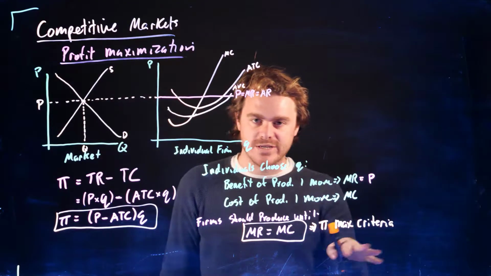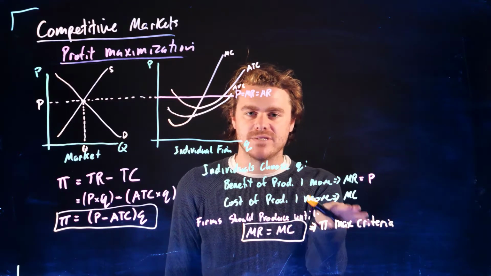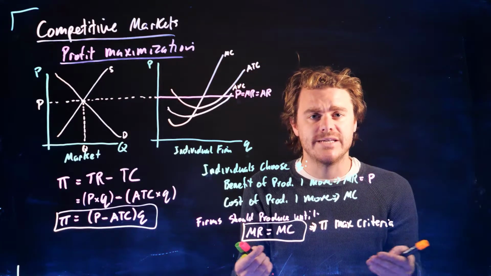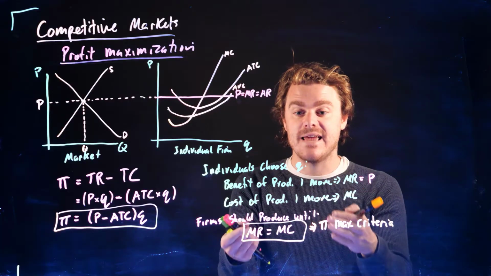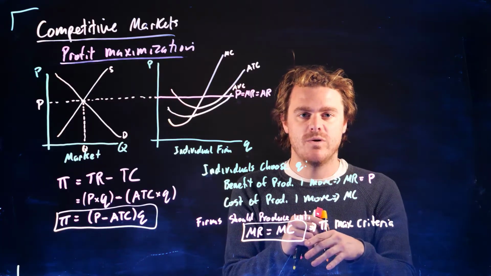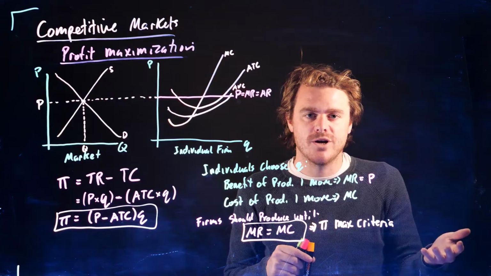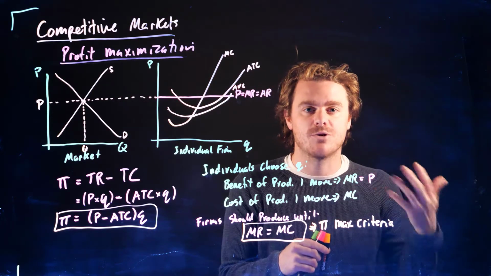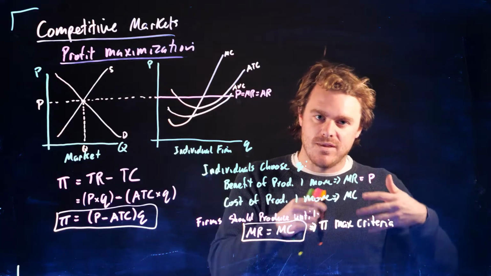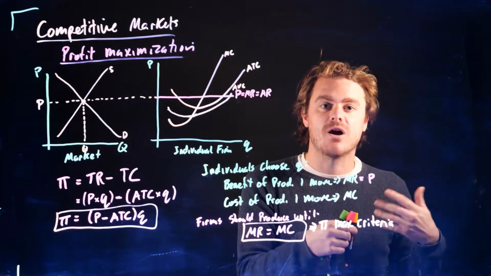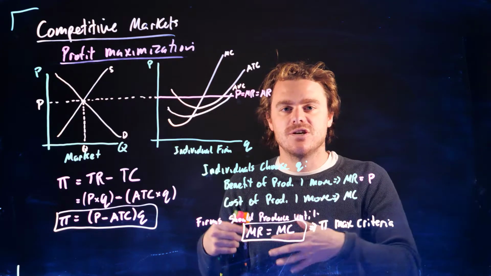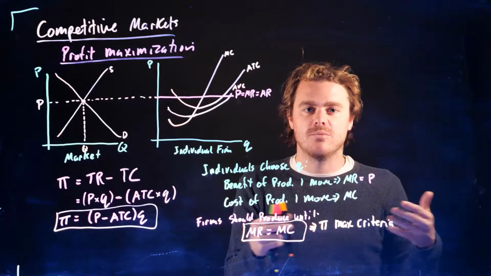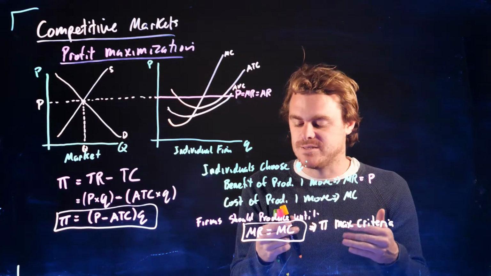So this is what the firm should be looking at on our graph. And this is going to hold for monopoly and monopolistic competition. It's the same logic. We want to look at what the benefit of producing one more good is and the costs. As long as the benefits outweigh the costs, we should keep producing. The benefit of the next good is captured by the marginal revenue, and the cost of the next good is captured by the marginal cost. And so we want to keep on producing until marginal revenue equals marginal cost.